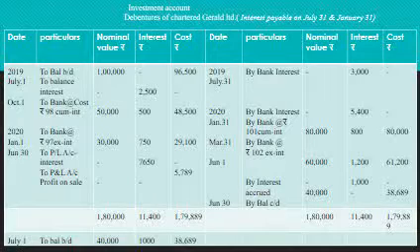This is how the investment account looks: debit and credit side with date column, particulars, and 3 amount columns: nominal value, interest, and cost. 1 lakh and cost 96,500. July 1 is the to balance, interest 2,500. Similar to the working note, carried down.